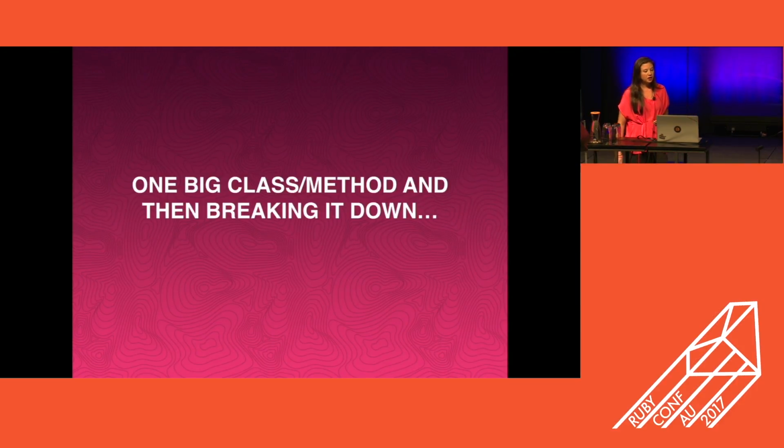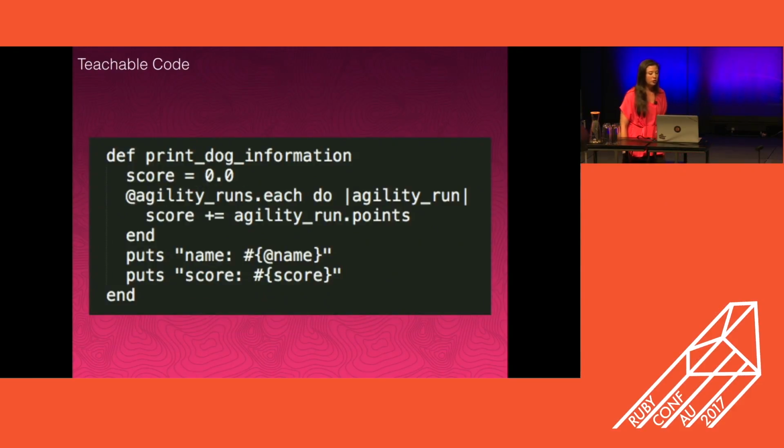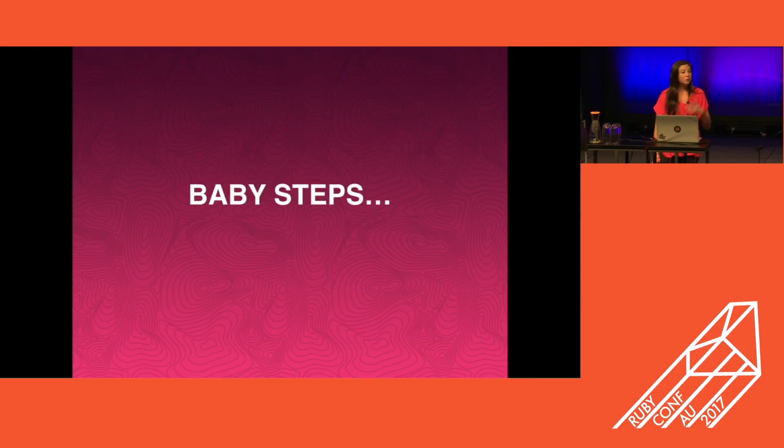Another example is taking one big class or method and breaking it down. Here's an example of readable or production code. We have small methods that are named well, and they each have their own responsibility. Teachable code would be combining all these methods into one so it's easier to follow and more procedural-like. That would be an example of teachable code. It's important to slow down and take small steps when explaining these concepts using teachable code to juniors. I wanted to make it clear that readable code is not teachable code.